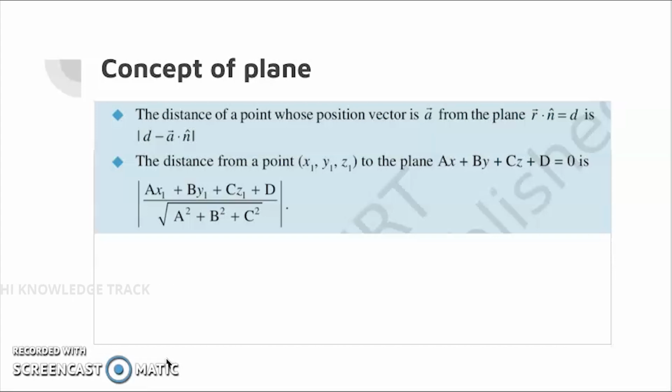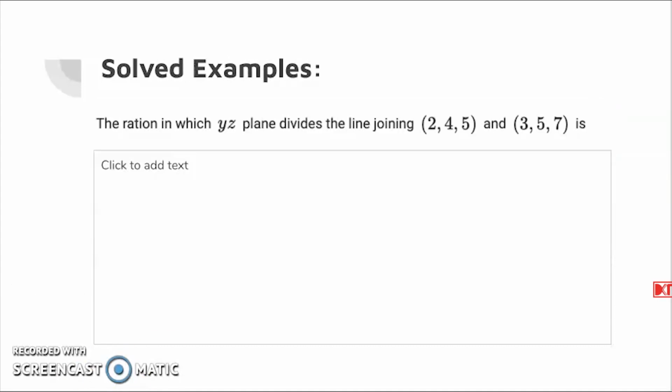Now let's solve a few examples for more clarification. So the first question: the ratio in which the YZ plane divides the line joining (2, 4, 5) and (3, 5, 7) is. Now the question says the plane is YZ, which means the x coordinate on this plane will be 0. So with the help of these two points and the plane which divides them in the ratio m:n, where the x coordinate is 0, we can easily solve this question.